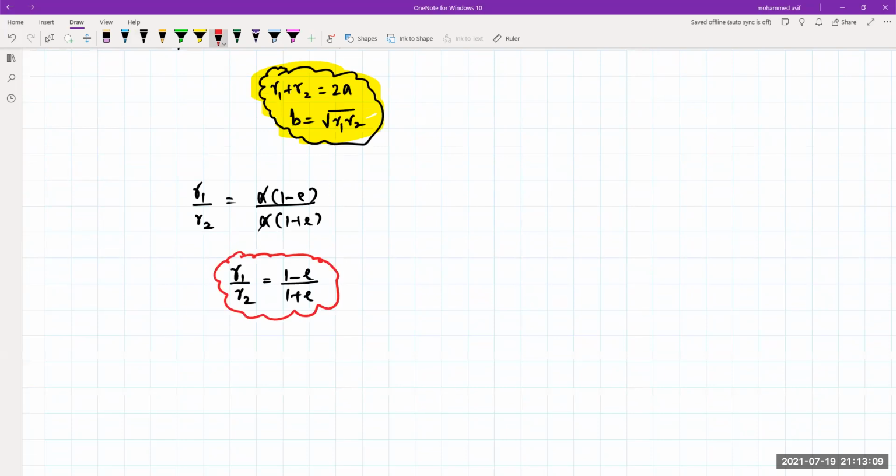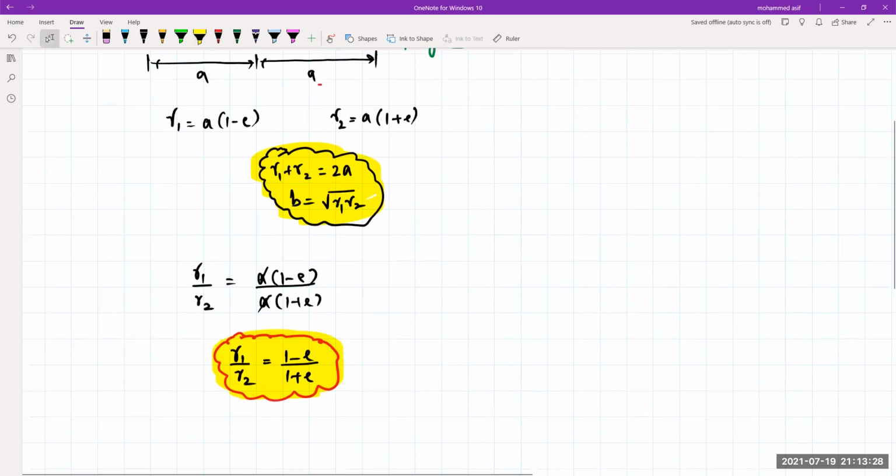Once you do the derivations, you need to keep it in your mind while doing the numericals, because you can't go and derive it when the examination hall comes. So the ratio of R1 and R2 in terms of eccentricity is nothing but 1 minus E divided by 1 plus E. Clear for everyone? Yes, sir. Do I need to do the derivation of this one? B is equal to root of R1 and R2. No need, sir.